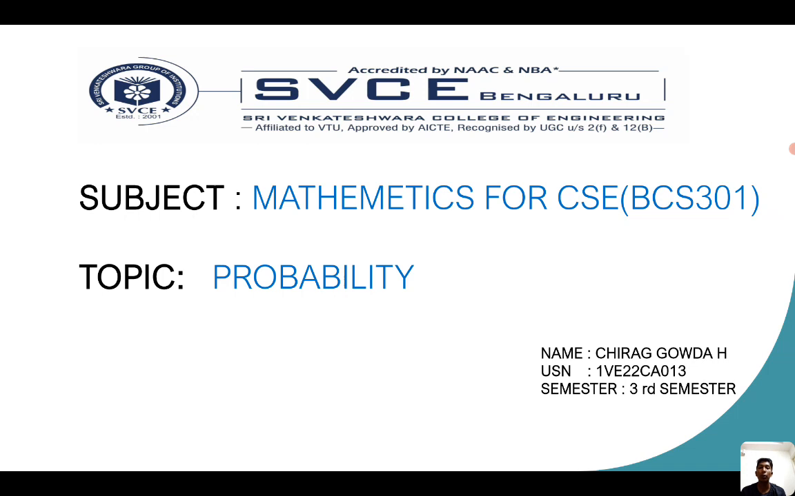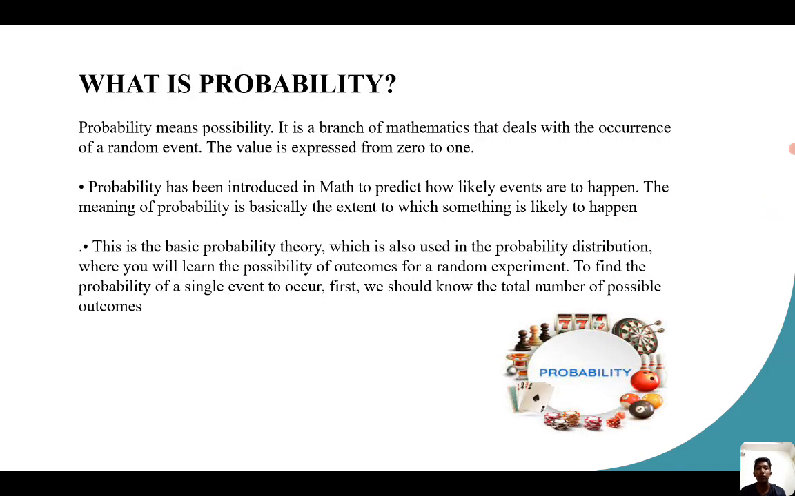Today we are going to talk about basic concepts of probability theory. What is probability? Probability means possibility. It is a branch of mathematics that deals with the occurrence of a random event. The value is expressed from 0 to 1. Probability has been introduced in math to predict how likely events are to happen. The meaning of probability is basically the event to which something is likely to happen.